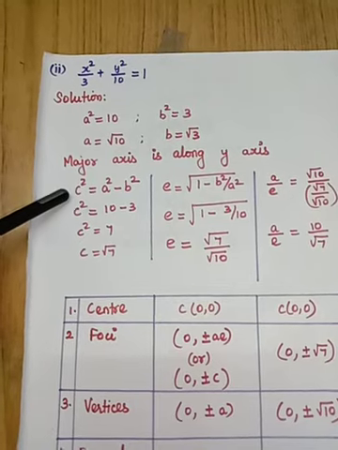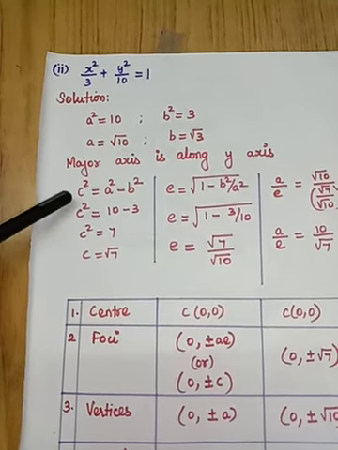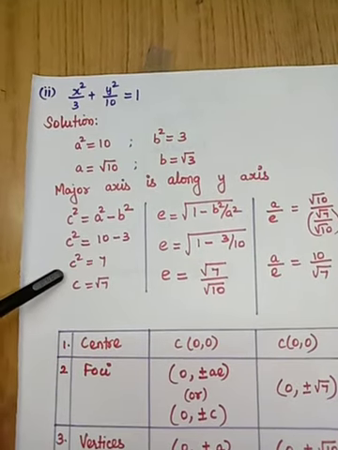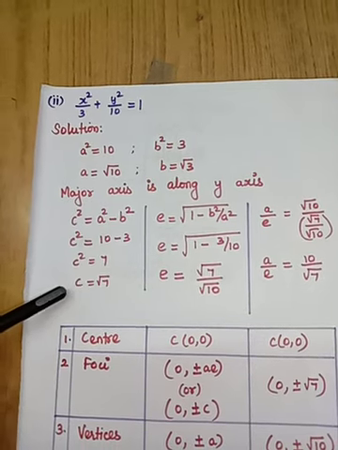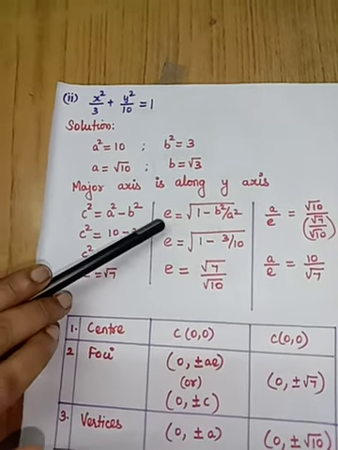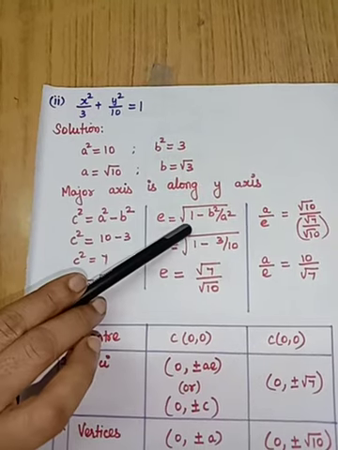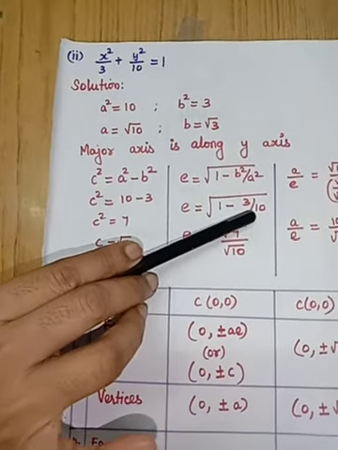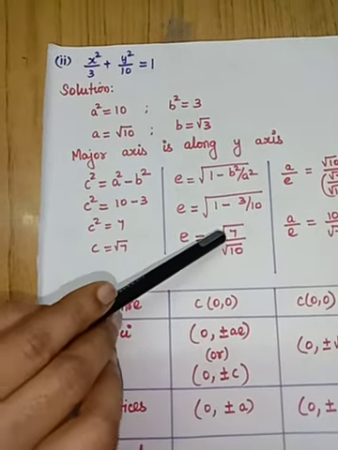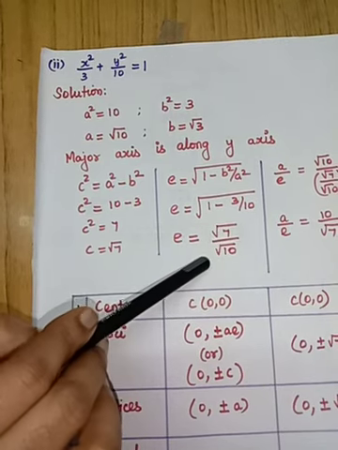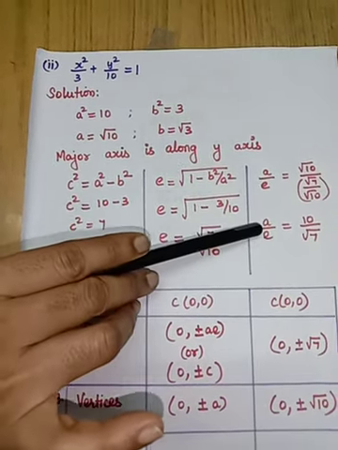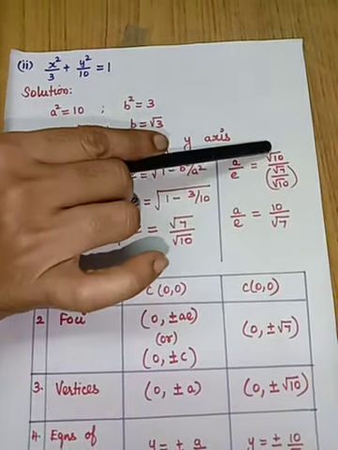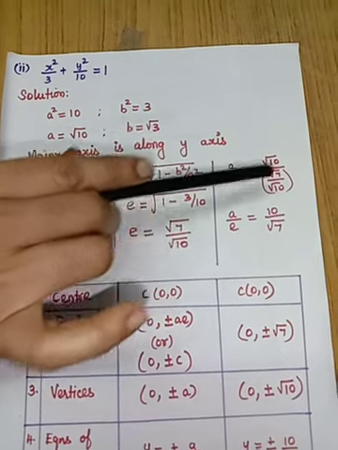So here for the foci I need C or AE. Here I am using C squared is equal to A squared minus B squared. While I am substituting, I will get C squared is equal to 7. From that, C is equal to root 7. Then to find eccentricity, I am using the formula square root of 1 minus B squared by A squared. So B squared and A squared has to be substituted while taking LCM. 10 minus 3, that is 7. So square root of 7 by square root of 10. Then you are finding A by E, that is equal to 10 by root 7. This root 10, when you take it to the numerator, root 10 into root 10 is 10.